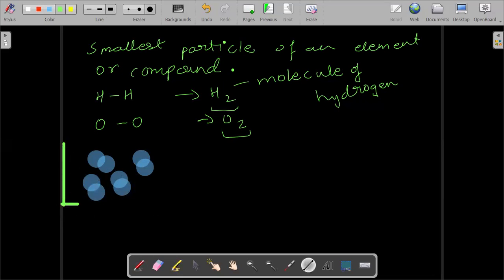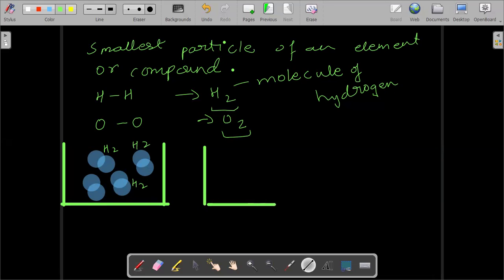Many. Here we have different molecules of an element. These are different molecules of hydrogen. This is also H2, this is also H2, this is also H2. So these are all different molecules of an element. Got it?